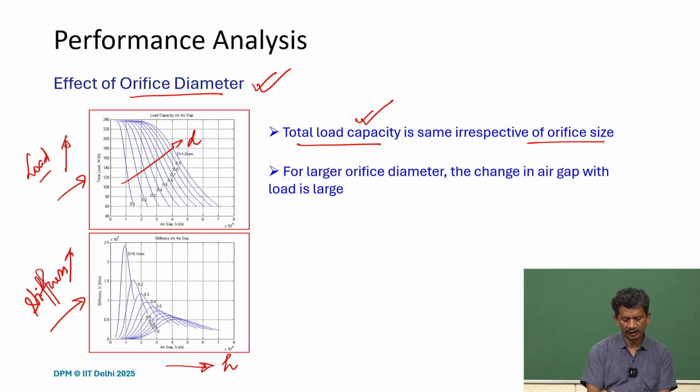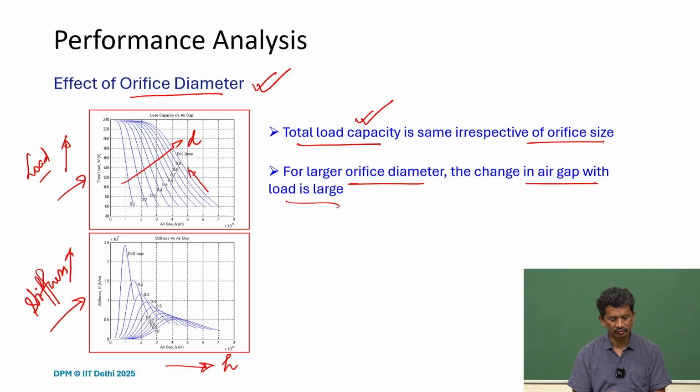What we also realize, which is evident from this, is that if we choose any of the plots and a particular diameter, the change in air gap with load is large when the orifice diameter is large. So for 1 millimeter, we can see a very big variation, but for smaller orifices, the change in air gap is really small.